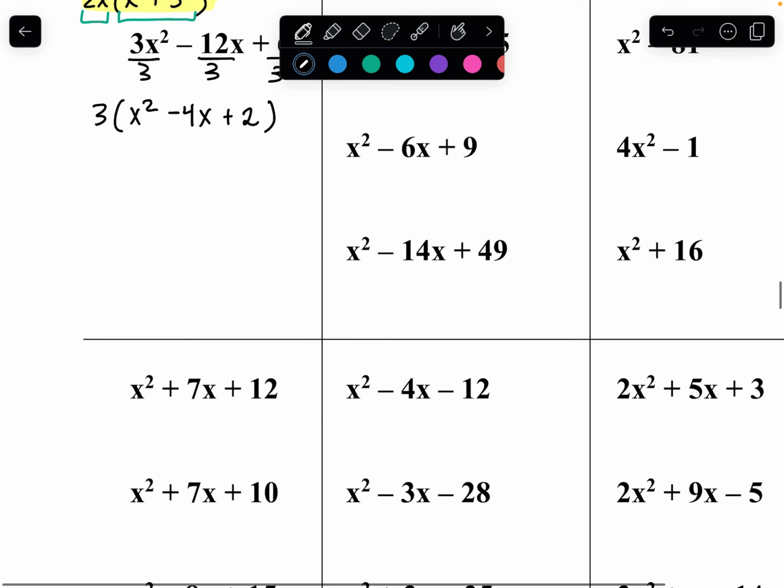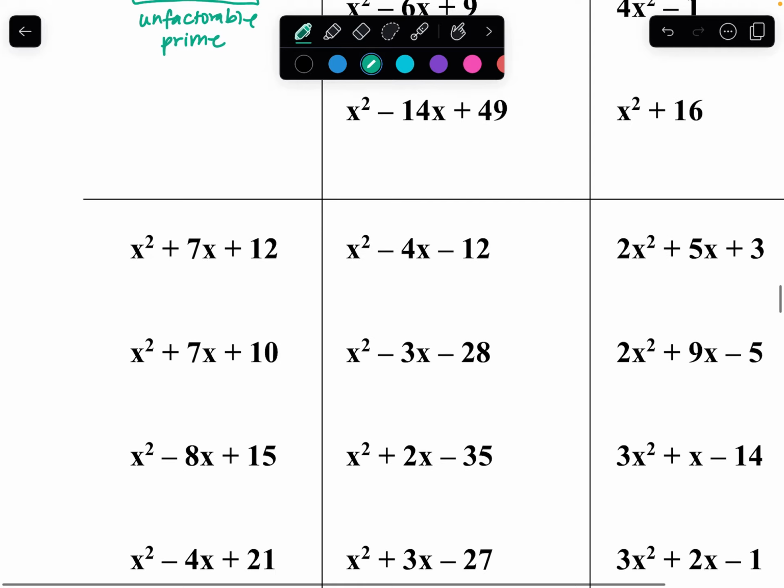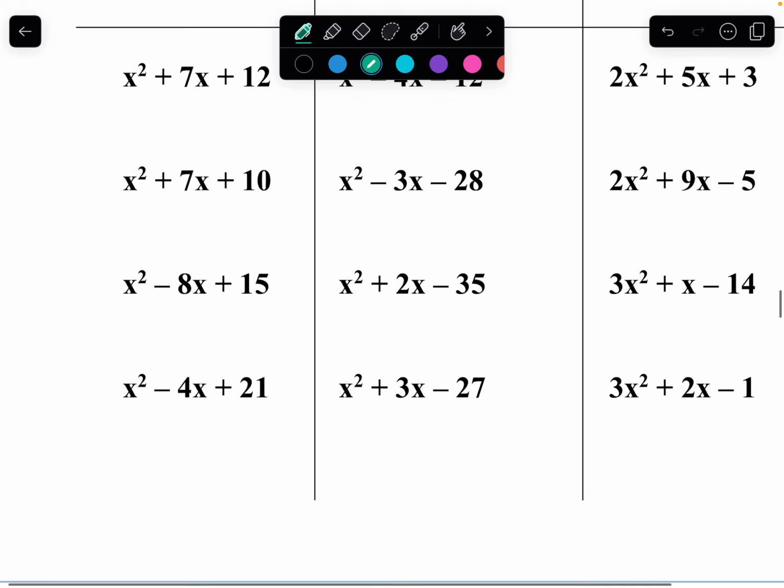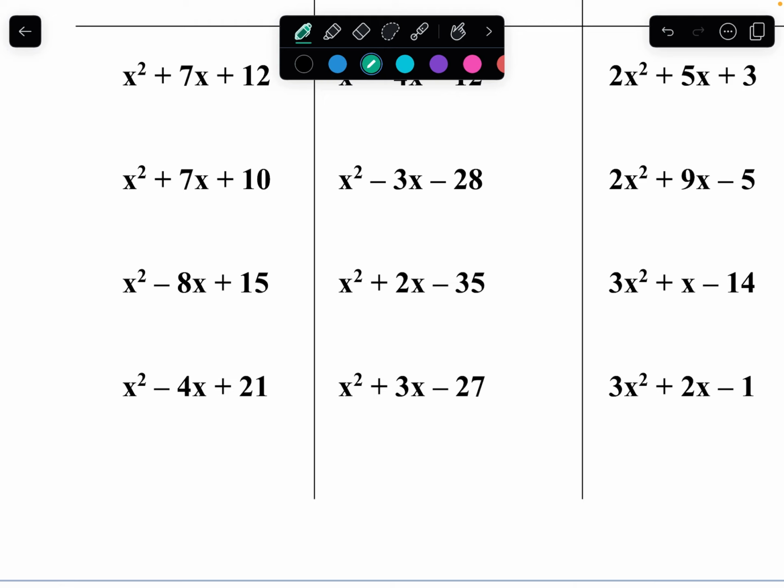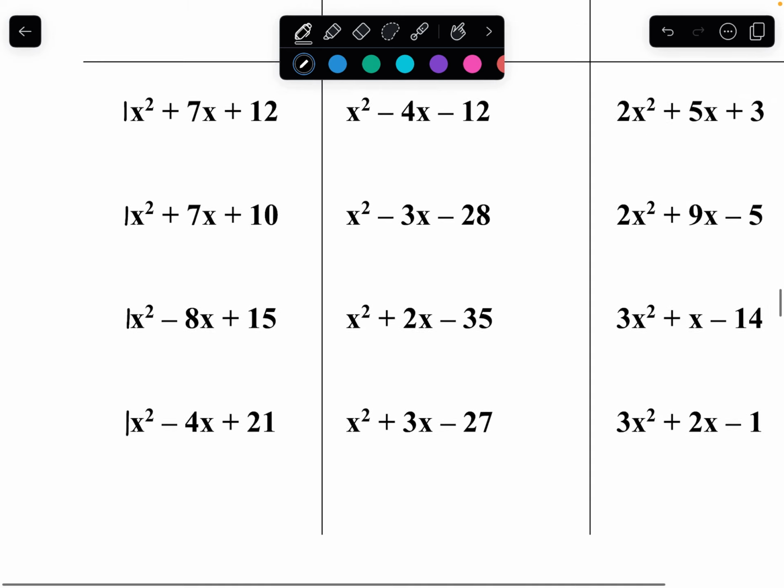Now, ideally, we would be able to get this quadratic factor to be 2 linears, but this is actually an unfactorable quadratic, which we call prime. And you'll see how I knew it was prime in these next examples. And so these next examples, they're all trinomials, 3 terms, and the a value is 1 in each case. Those are the easiest cases to factor.